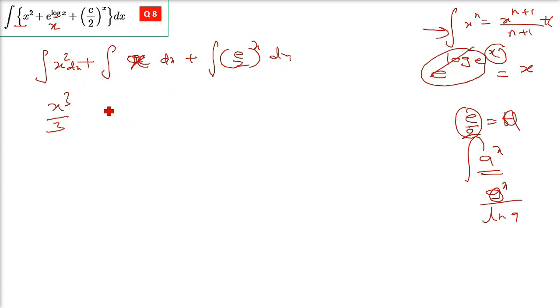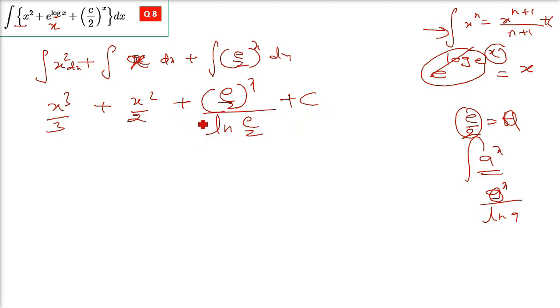We've used this formula. X square by 2, again use that formula. And this is a raised x, and a is e by 2 in this case. So we have e by 2 raised x divided by ln a, that is the log base e of a, ln e by 2. And then we have the plus constant c, constant of integration. This is your final answer.